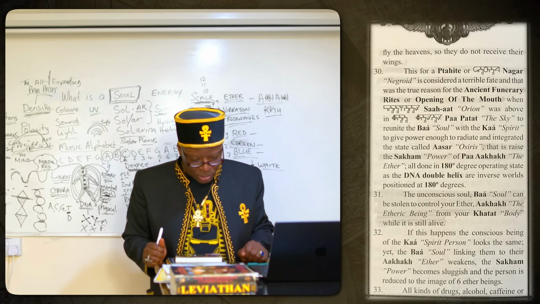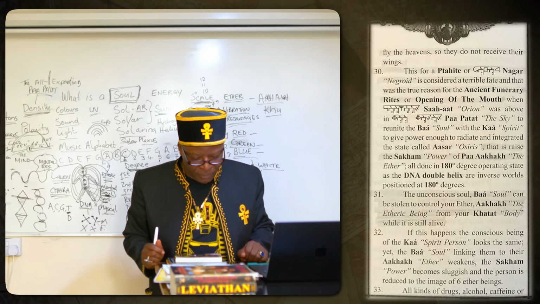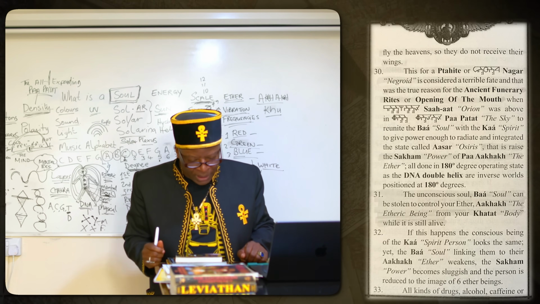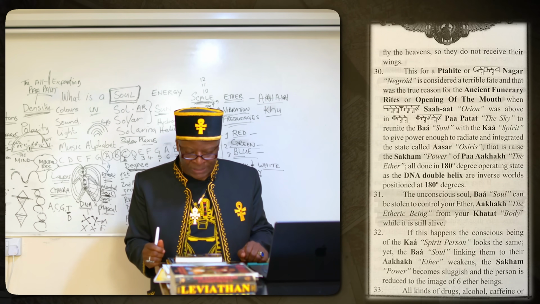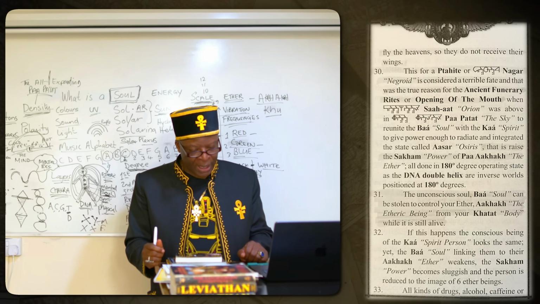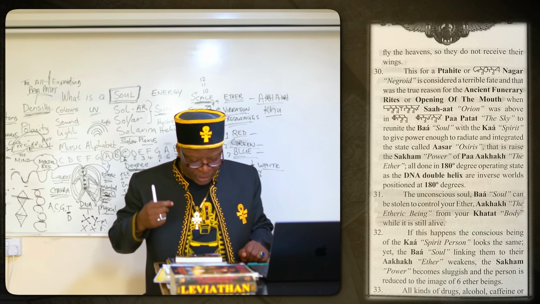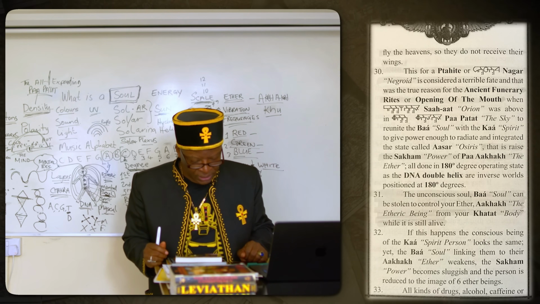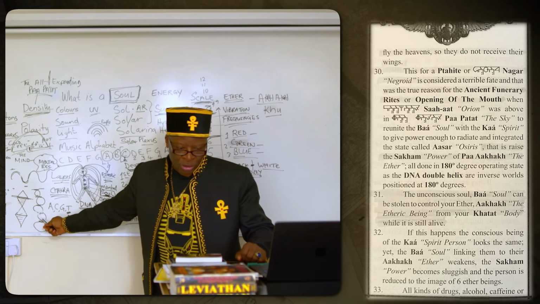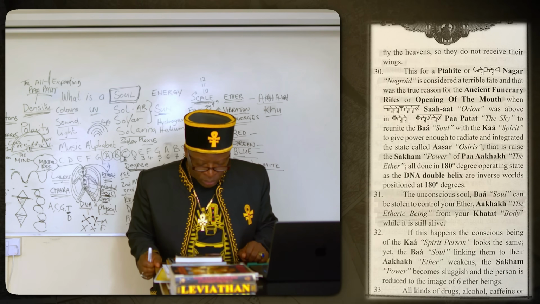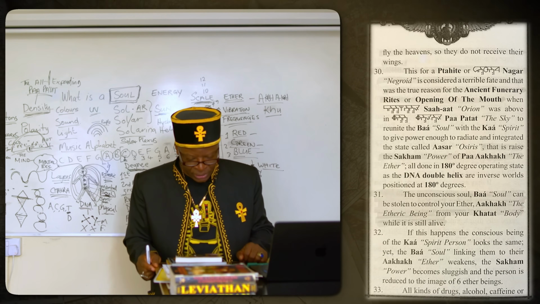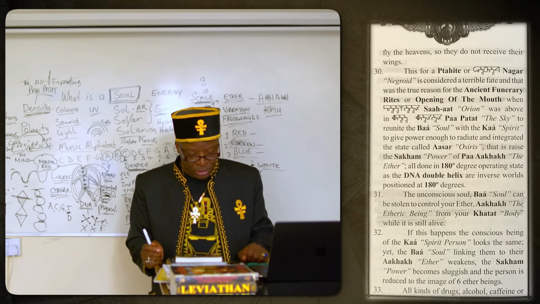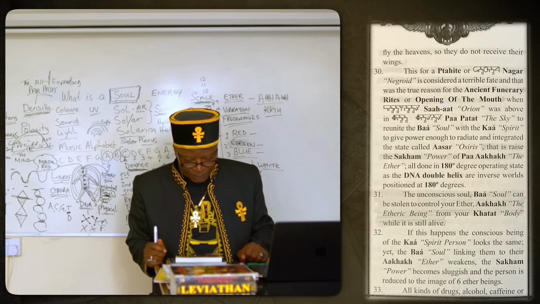All right. So if you go and research the opening of the mouth ceremony, that's a ritual that was done in ancient Egypt. That state is called Asar, or Osiris. That is raising the Sakam, or the power of Pa'akak, the ether, all done in the 180 degree operating state, as the DNA or the double helix are inverse worlds positioned at 180 degrees. So the unconscious soul, Ba'a soul, can be stolen to control your ether, your archon.